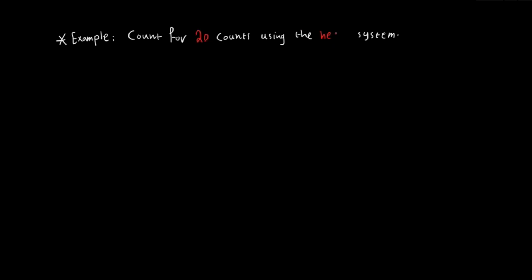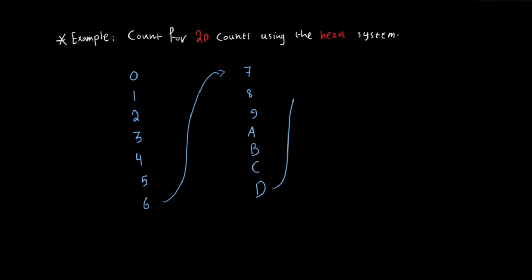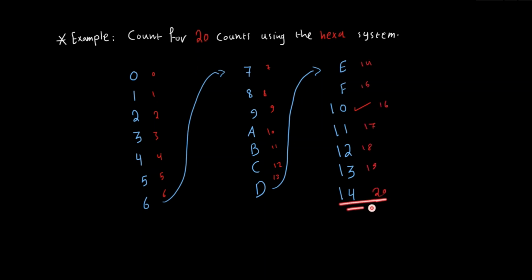Now, another example, but this time it is in hexa. Count for 20 counts using the hexadecimal system. Pause the video and try to count on your own. And let's start counting. 0, 1, 2, 3, 4, 5, 6, and up here 7, 8, 9, 10. No, not 10. Here we have A, and then we continue B, C, D, and up here E, F, and then and only then we have 1, 0 or 10 here. So here we continue 1, 0, 1, 1, 1, 2, 1, 3, 1, 4, and let's check if we have reached 20. 0, 1, 2, 3, 4, 5, 6, 7, 8, 9, 10, 11, 12, 13, 14, 15, 16, 17, 18, 19, and 20. Yes, we have.